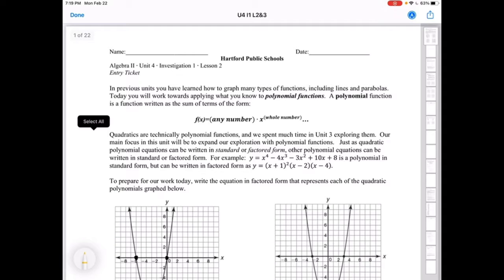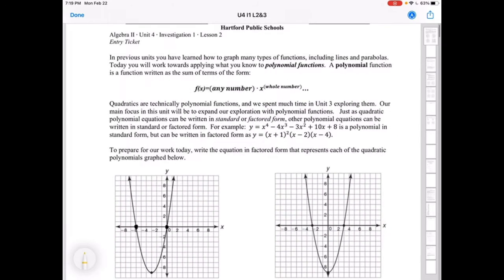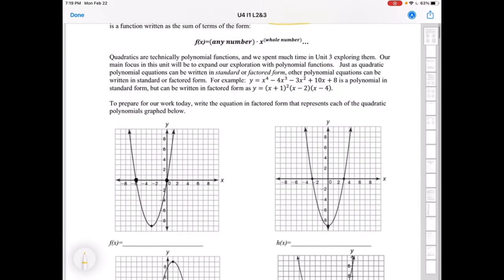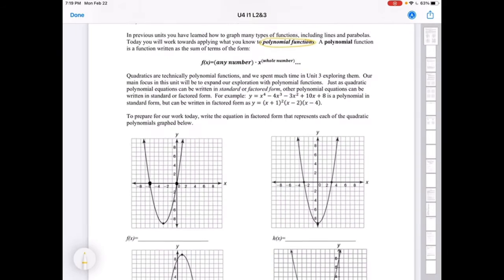This is Unit 4, Investigation 1, Lessons 2 and 3. We're going to start off with the entry ticket together. We're going to continue exploring polynomial functions using what we've already learned about linear, quadratic, and exponential functions.